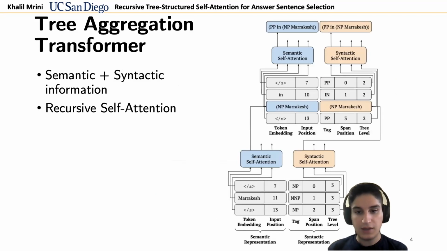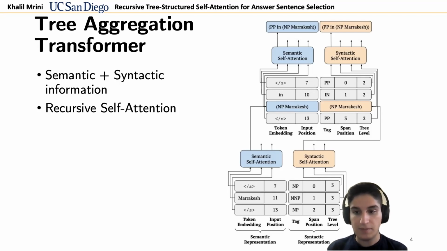So we define a token embedding in our tree aggregation transformer as the concatenation of a semantic embedding and a syntactic embedding. The semantic embedding is a projection of the token embedding from a given pre-trained language model, whereas the syntactic embedding contains information from part-of-speech tags, syntactic categories, and the level within the syntactic parse tree. The syntactic embedding is a sum of three learned embeddings.